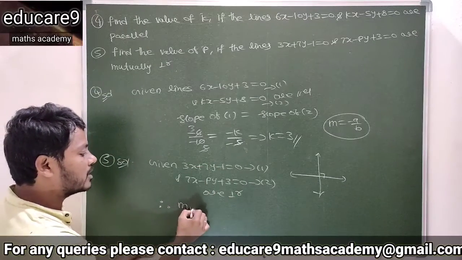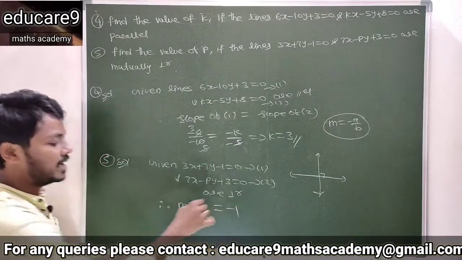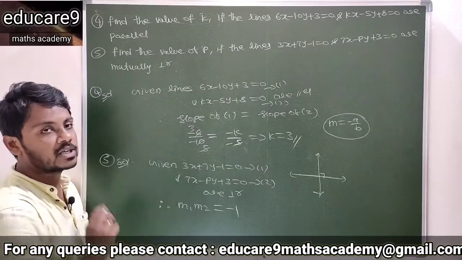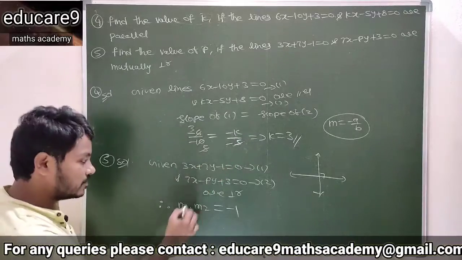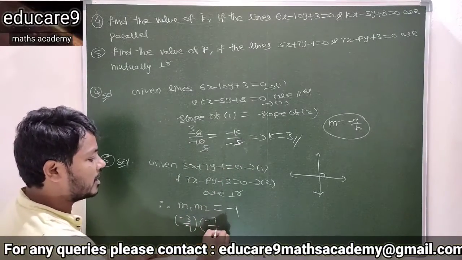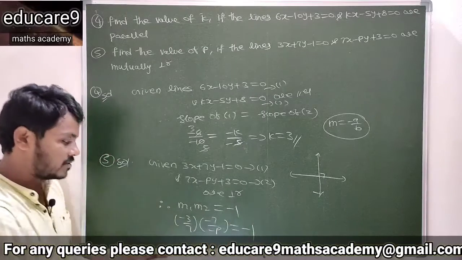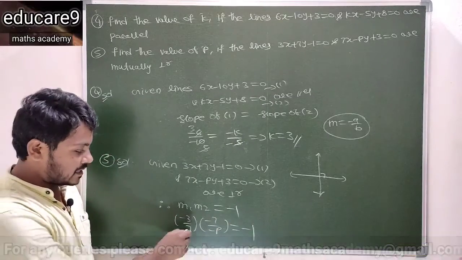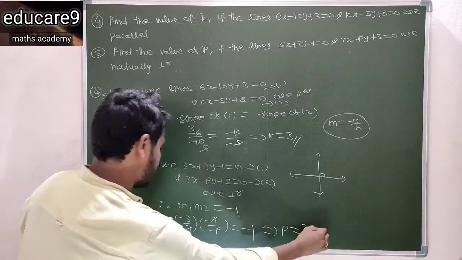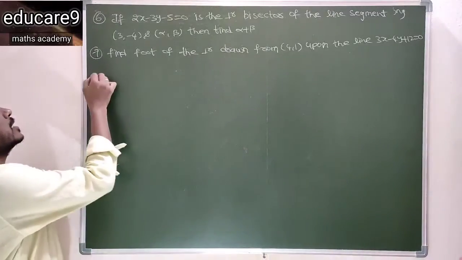Therefore the product of the slopes m1 m2 is minus 1. So m1 denotes the slope of equation 1 and m2 denotes the slope of equation 2. So what is that same formula? Minus 3 by 7 into minus 7 by minus p is equal to minus 1. Okay. So clearly the 7 and 7 get cancelled. So what is the p value? 3. Okay. So see the sixth solution.